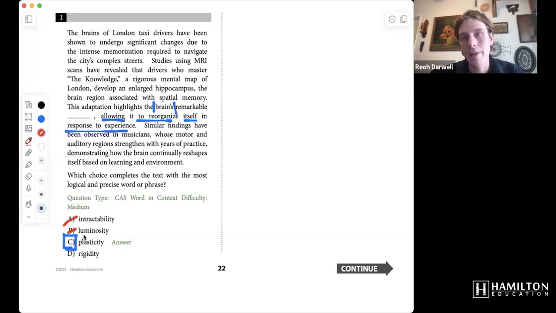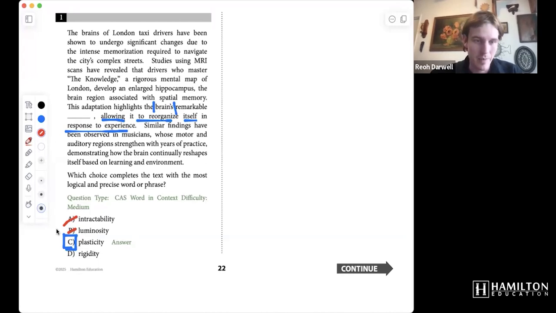Okay, a lumen is like the unit of how much brightness there is when we're talking in physics. Luminosity means how bright something shines. So can the brain have a lot of luminescence? Can the brain have luminosity? Kind of, right? You could say that by saying someone's really smart, or has really brilliant ideas. But does that mean reorganizing itself in response to experience?